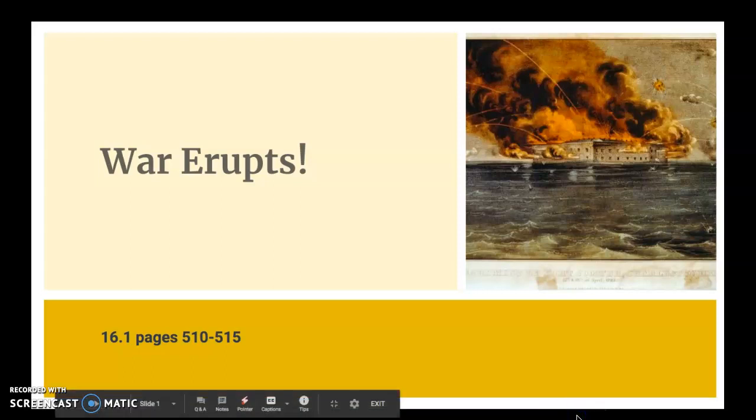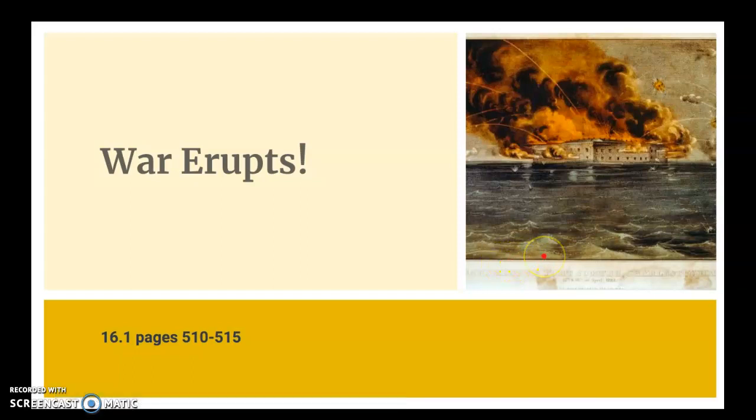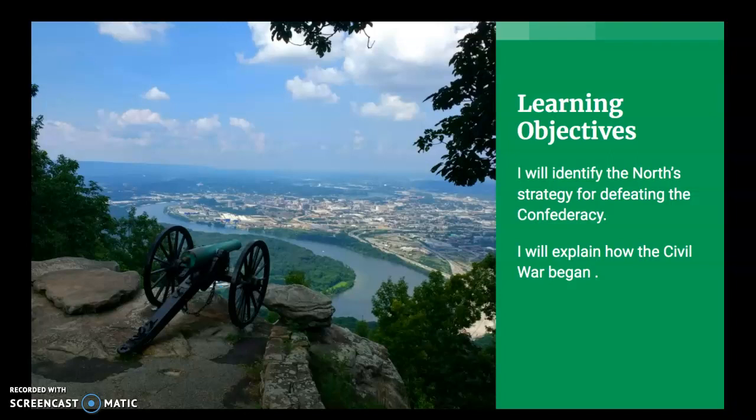We are in chapter 16.1, and this is going to cover pages 510 to 515, and the chapter is called War Erupts. This image here on the inset is a depiction of the attack or bombardment on Fort Sumter in the harbor at Charleston, South Carolina, which kicks off the Civil War in the United States. So our learning objectives for today: I will identify the North's strategy for defeating the Confederacy, and I will explain how the Civil War began.